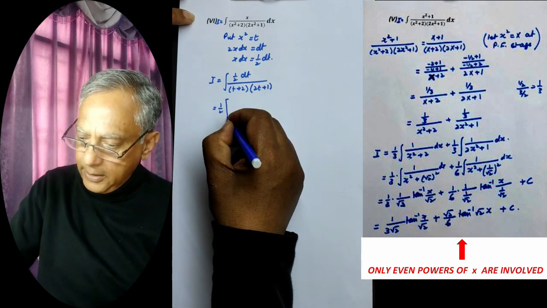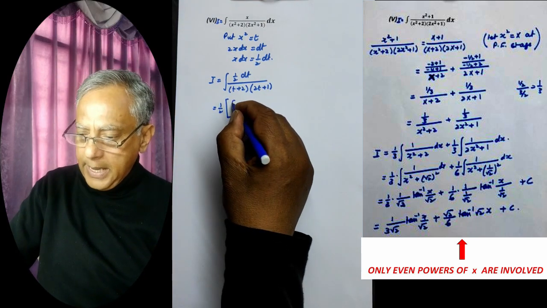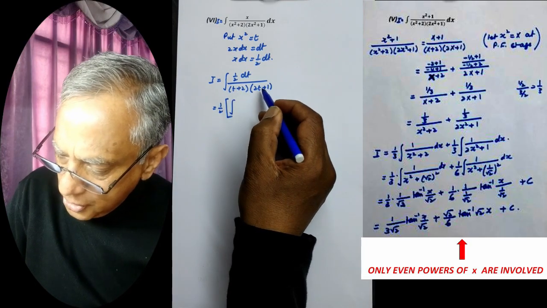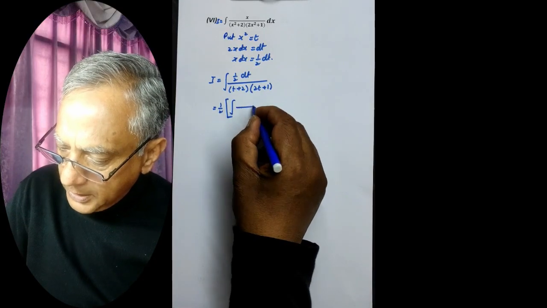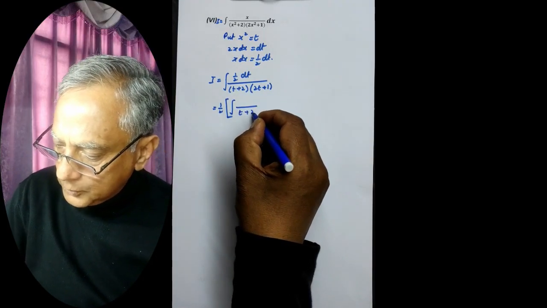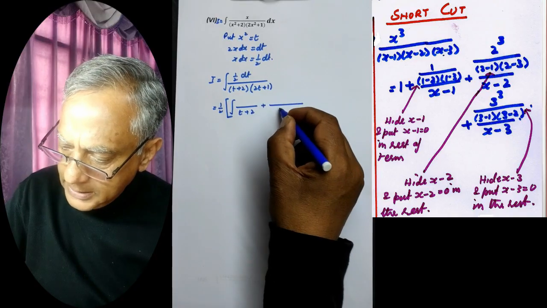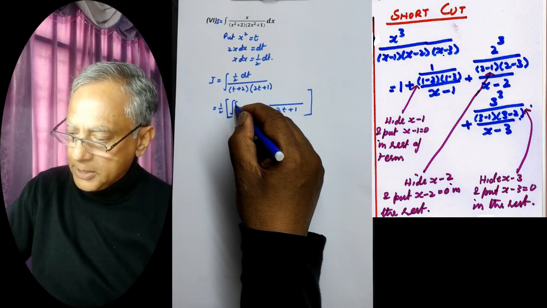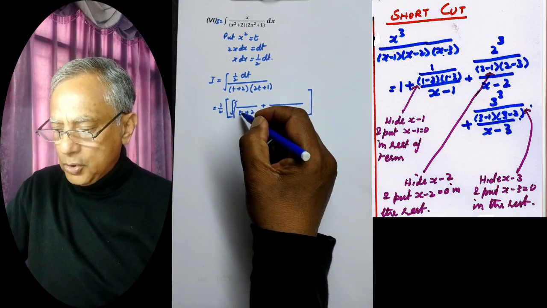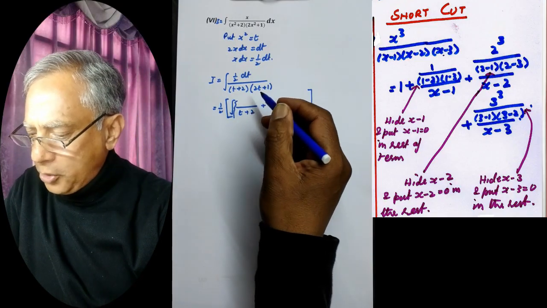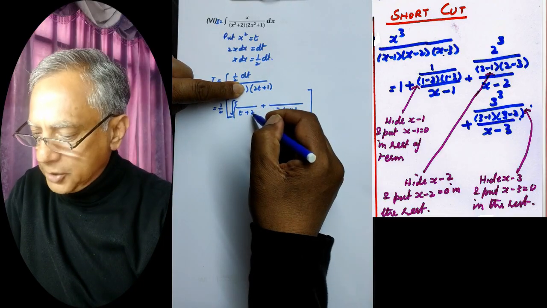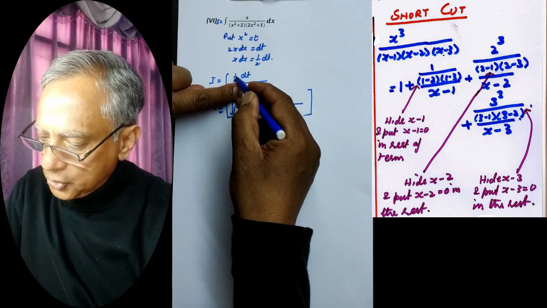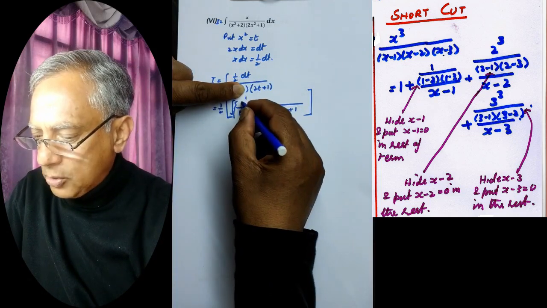Now what we notice, again the denominator is a product of only linear factors, so we can apply the shortcut. This will be t plus 2 plus 2t plus 1. Put t plus 2 equal to 0, hide this, and put t plus 2 equal to 0. That is t equal to minus 2. So this will be 1, because half I have taken common. So this will be 1 over t equal to minus 2.